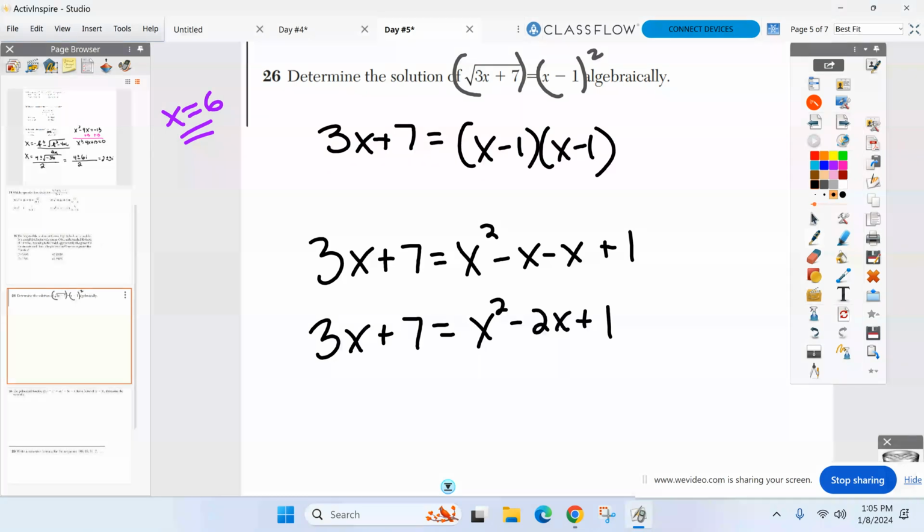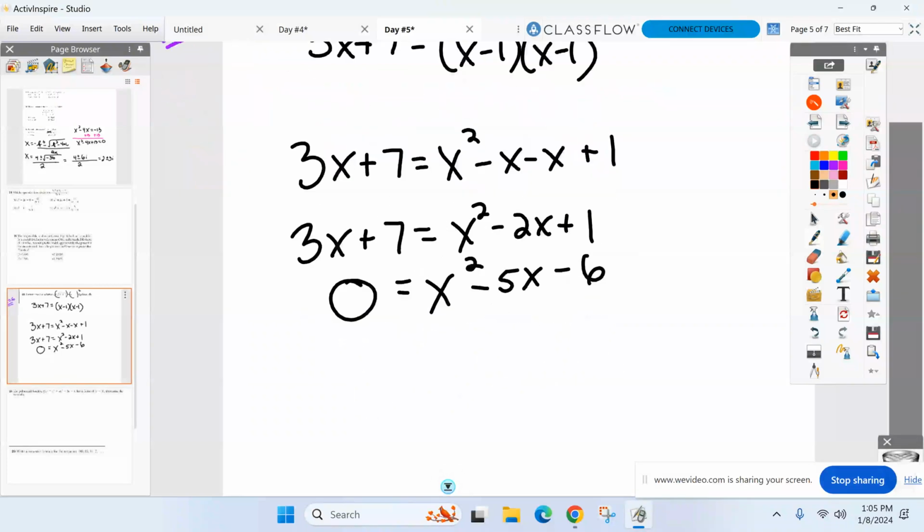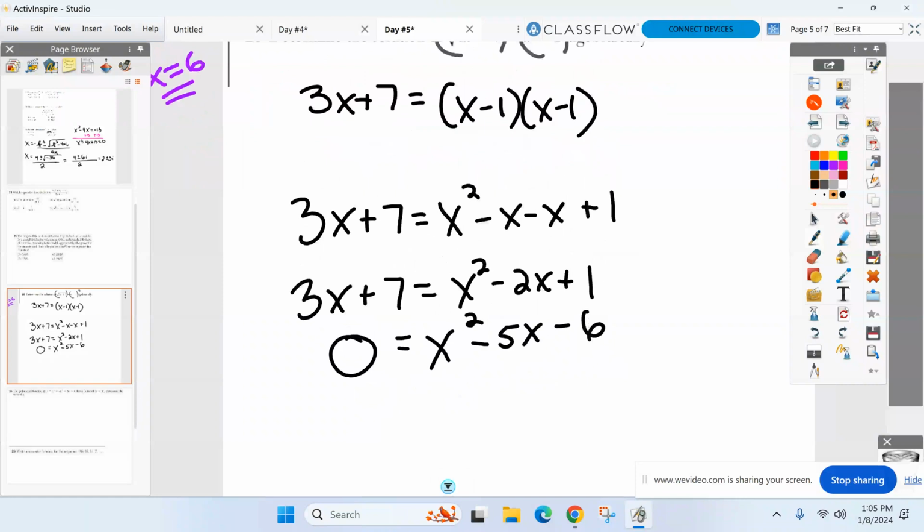Thanks, Grant. Yep, set it equal to 0. I'm going to move over the 3x and the 7 because I like my x squareds to be positive. So go ahead and subtract 3x and subtract 7 and we'll talk. Minus 5x, I like it. And then minus 6. Get it equal to 0. What's your next move? Bless you, bless you. Factor it, right? Try to factor it.